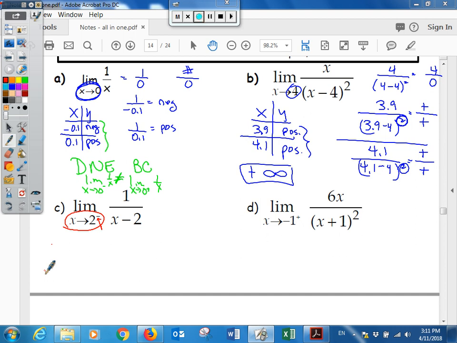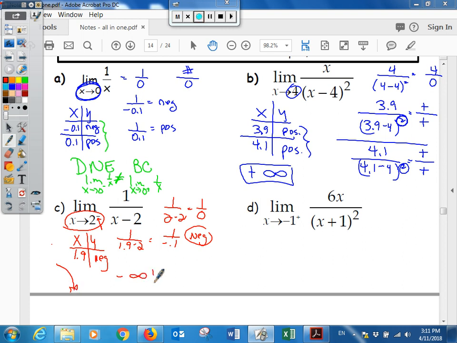So if you plugged in the 2, you get 1 over 0, which tells you once again that's where there's a vertical asymptote. So I really only care about plugging a number in that's just to the left of 2, like 1.9. So 1 over 1.9 minus 2 gives me 1 over negative 1/10, which is negative. That tells me that my graph coming from the left is heading downwards towards negative numbers. So my limit then is going to be negative infinity.